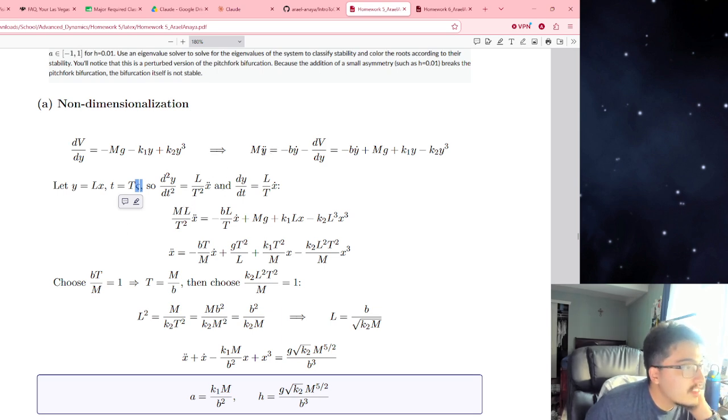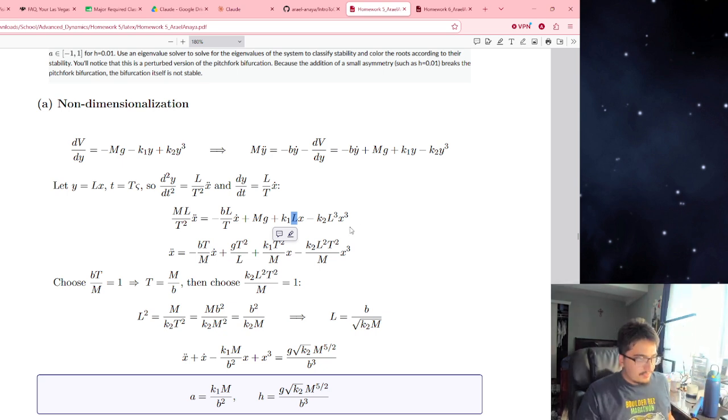So we can start by taking our equation of motion, and everywhere we see a y double dot, we replace it with L over T squared times x double dot. Here with this y dot, L over T x dot, etc. We have a normal y, so that needs to be L x. And then this y cubed is going to be L cubed x cubed.